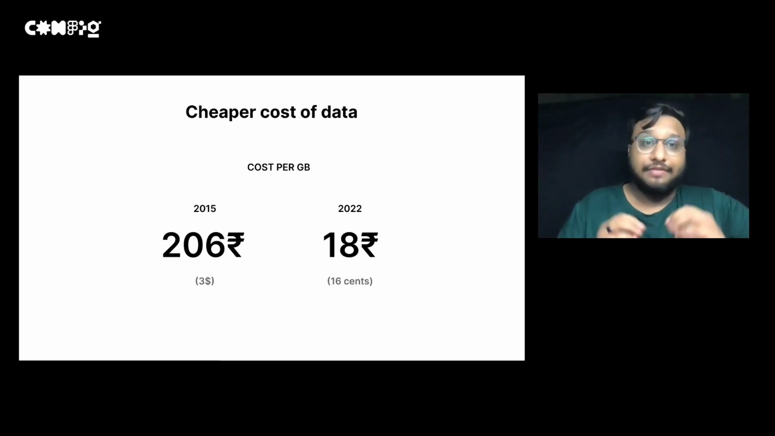Data has become significantly cheaper. In around 2015, 1 GB of internet cost 206 rupees, which is close to $3, right? But because of the infrastructure change, Indians can now use it for only 18 rupees, which is hardly 16 cents. This makes internet affordable for everyone.